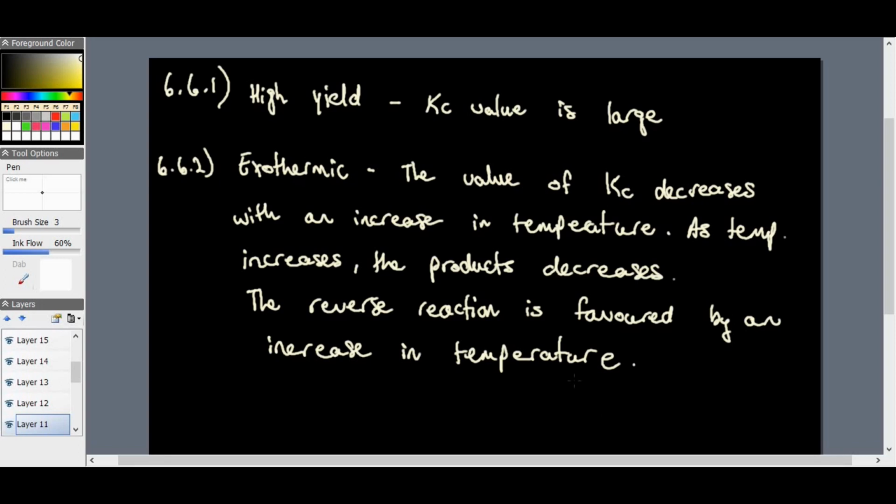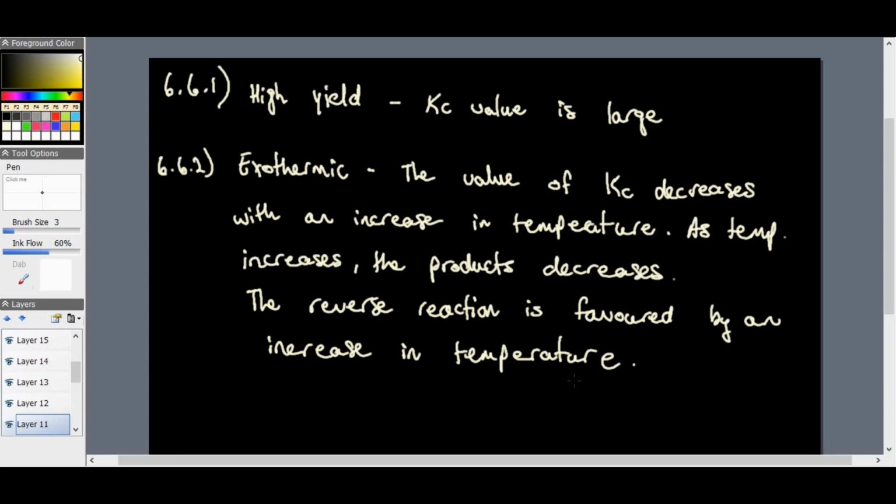Okay, another way to maybe say that is because the value of Kc increases with a decrease in temperature. So we should say the opposite of this now. The value of Kc increases with a decrease in temperature. As temperature decreases, the products increase. Therefore the forward reaction is favored by a decrease in temperature.